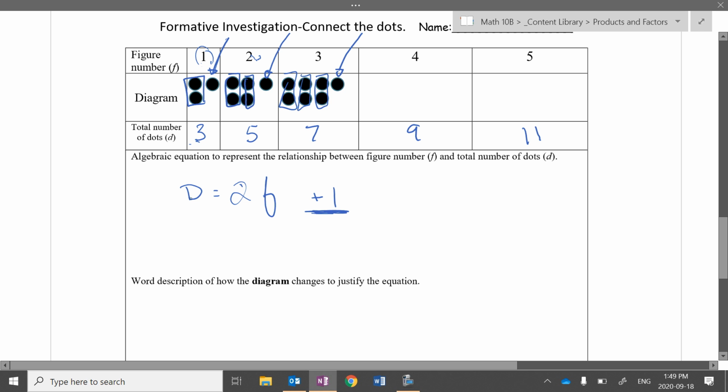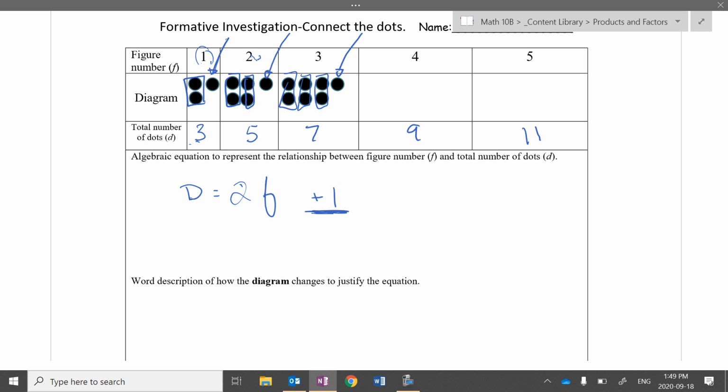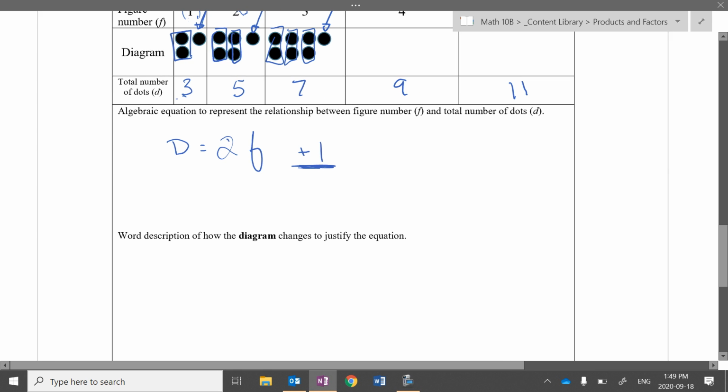Does that make sense how you can get there? It's a lot of just playing with the numbers and recognizing the pattern. On this one, it's always 2 dots. That's why there's a 2. And then the number of rows of dots is my figure number. That's kind of how it relates.